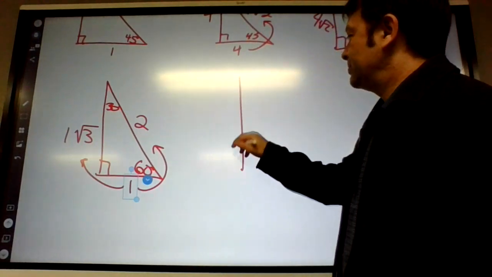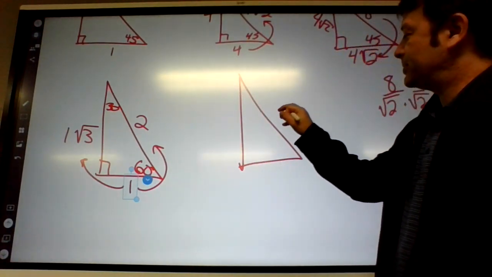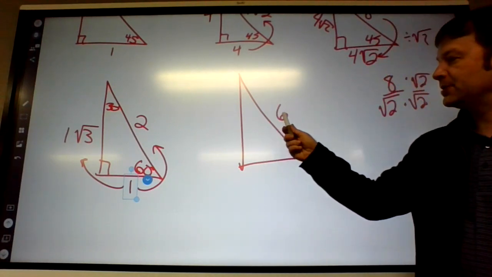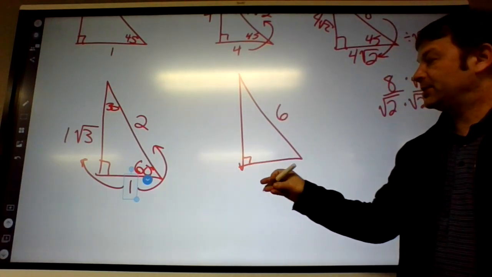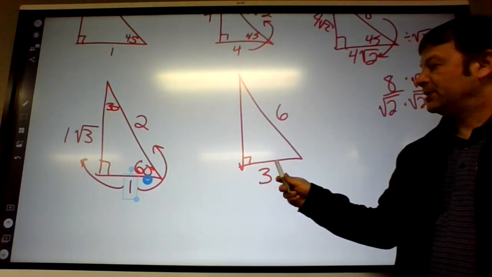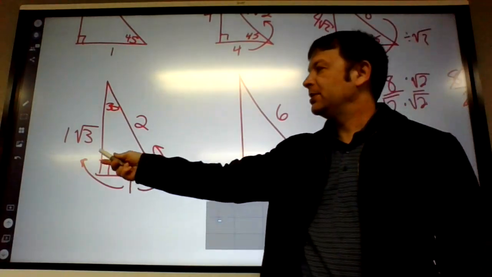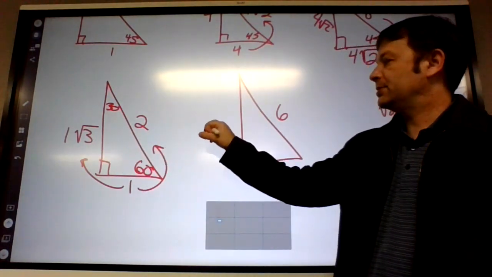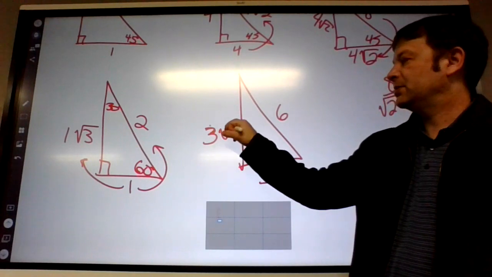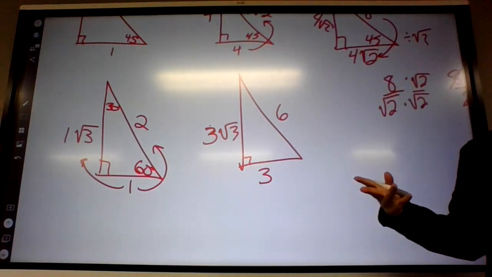So for example, let's start with the hypotenuse. If the hypotenuse is 6, what's the short leg going to be? Half of that, so it's 3. If the short leg is 3, what's the long leg going to be? 3 times square root of 3, which does not simplify. So like that. And then they're going to do some SOHCAHTOA stuff with it too.